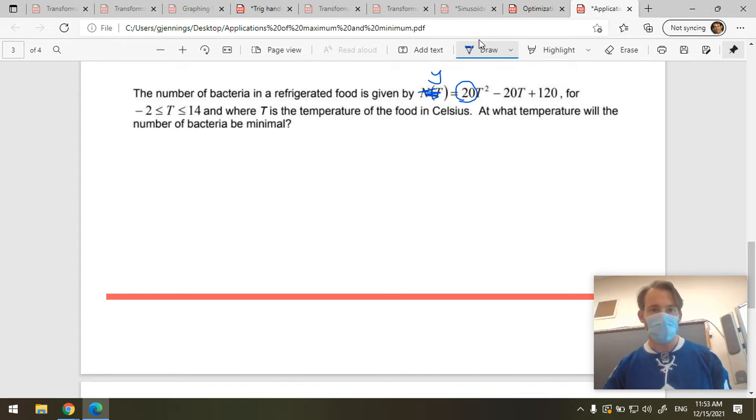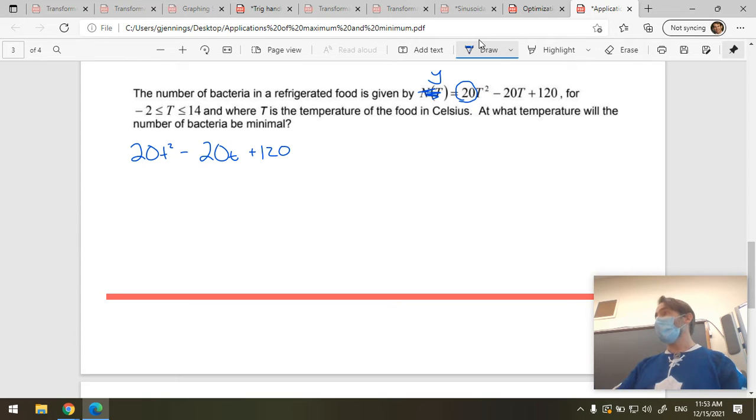So if we're going to complete the square, we're going to take 20t squared minus 20t plus 120. And I'm going to complete the square. That'll tell me the vertex. So my first step is I factor out this A from the A and the B, but not the C. I leave the C alone.